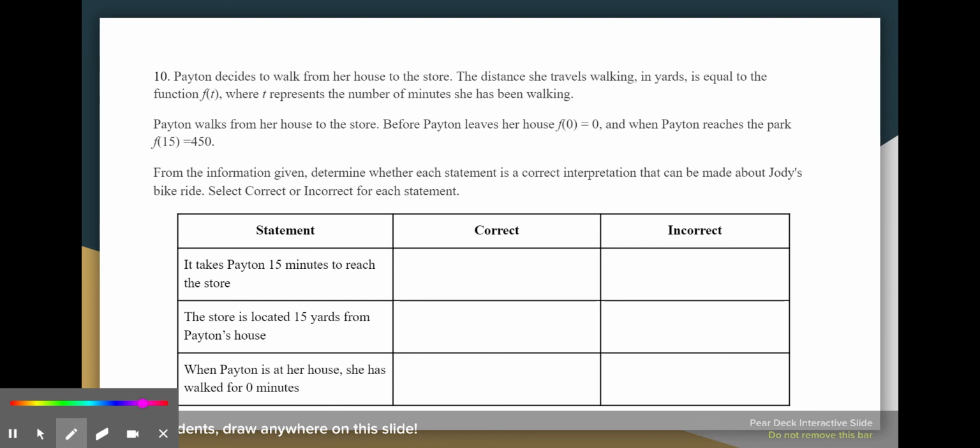And the last one for this review. Peyton starts to walk from her house to the store. The distance she travels walking in yards is equal to the function f of t, where t represents the number of minutes she has been walking. Before she leaves her house, that's f of 0. And when she reaches the park, f of 15 is 450. So we just need to determine what's true and false about this function notation. So it takes Peyton 15 minutes to reach the store.